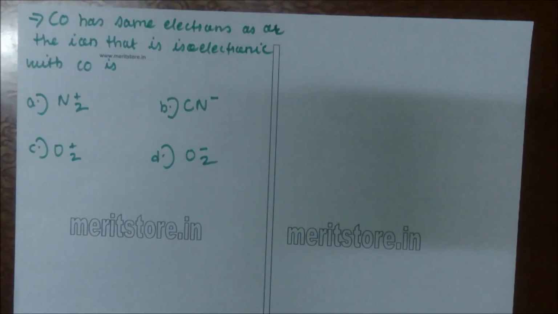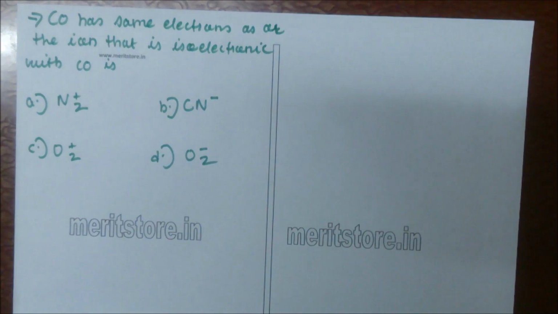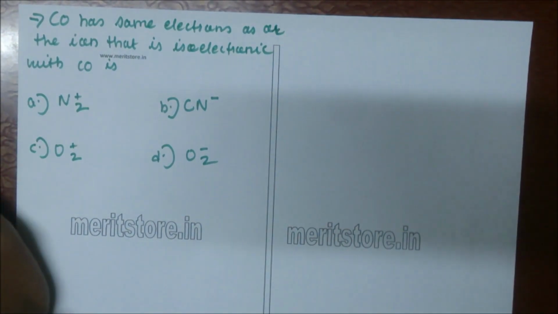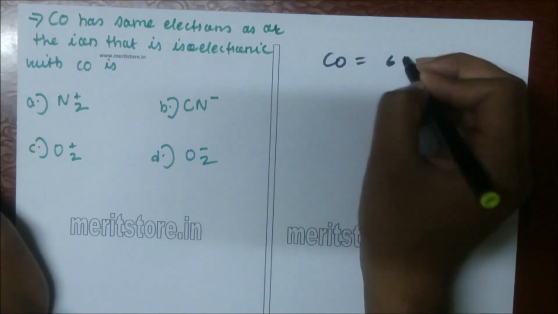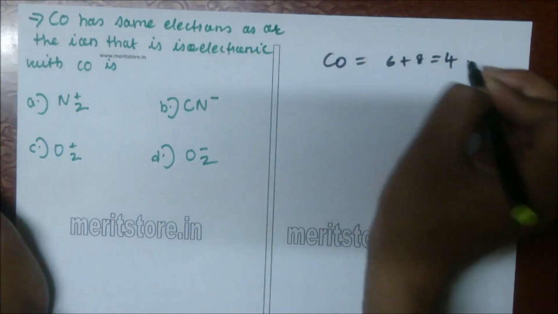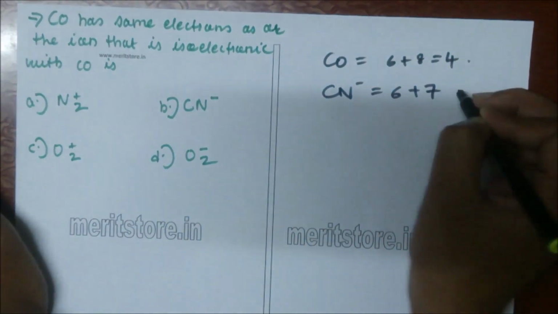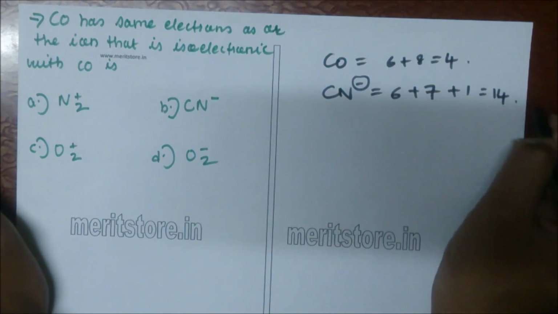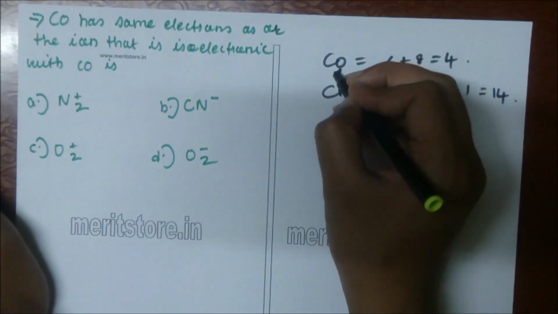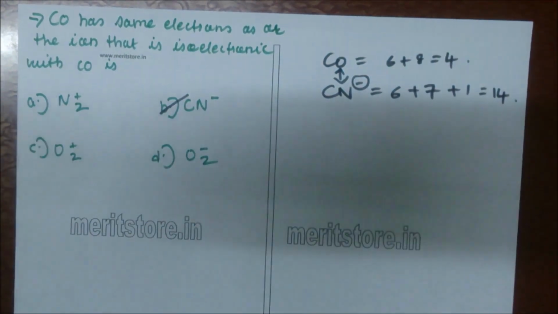Carbon monoxide has some number of electrons; the ion that is isoelectronic with CO is. Isoelectronic species will have an equal number of electrons, so CO has 6 plus 8, 14 electrons. CN minus, that is cyanide, will have 6 plus 7 plus 1 extra electron, equal to 14 electrons. So these two species are isoelectronic to each other. Option B is the correct answer.